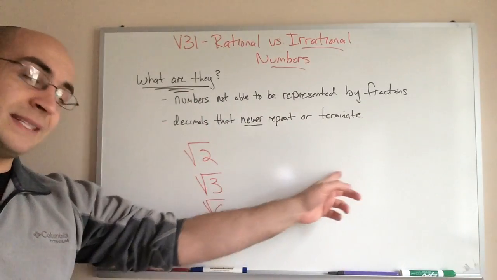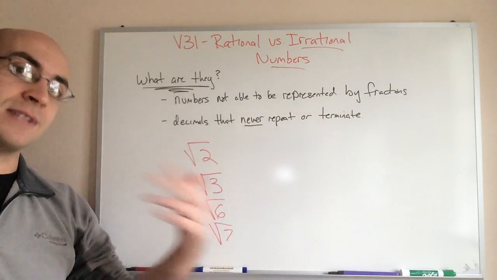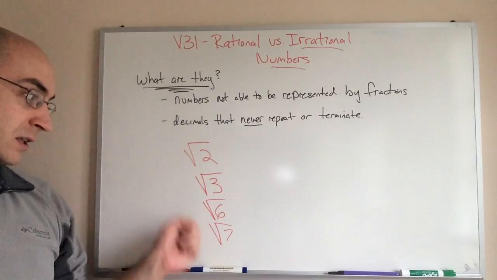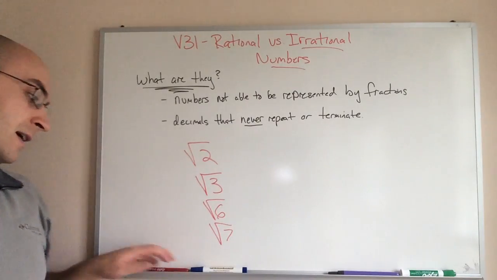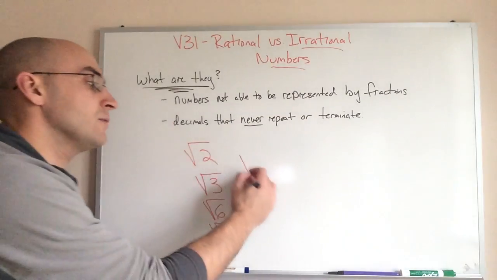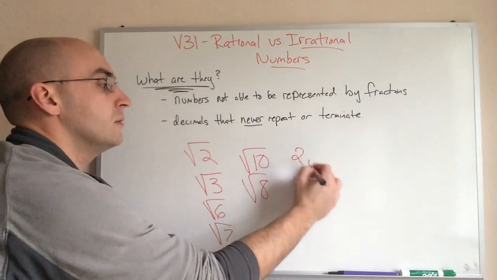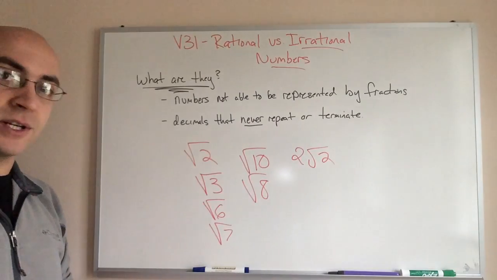But if it goes all the way to the end of the viewing screen and the numbers never repeat, it's a likely bet that it is an irrational number. All of these numbers are irrational. I can't go any further. If I'm not mistaken, root 10 is also irrational. Root 8 is irrational, okay? 2 root 2 is irrational. These are just a bunch of them to start.